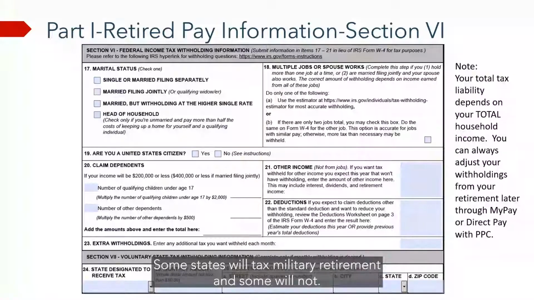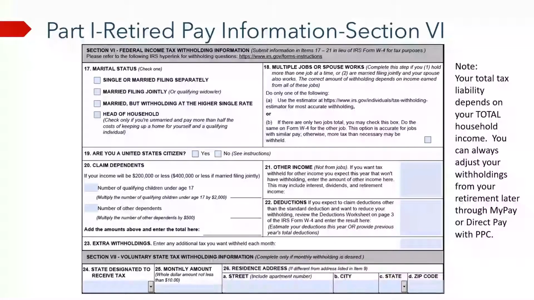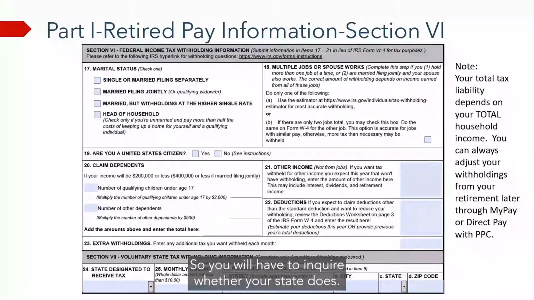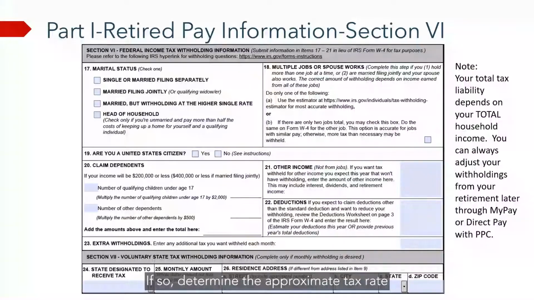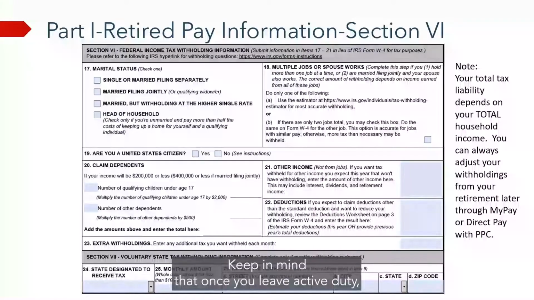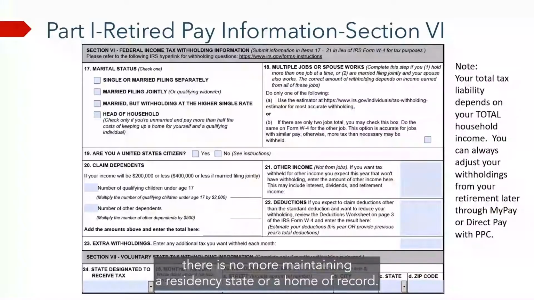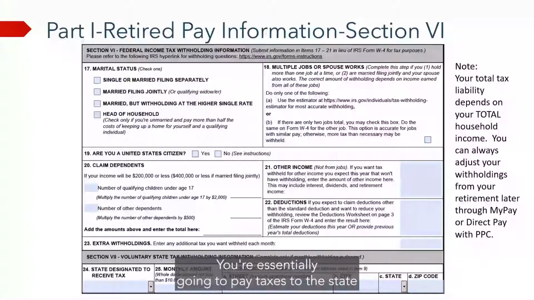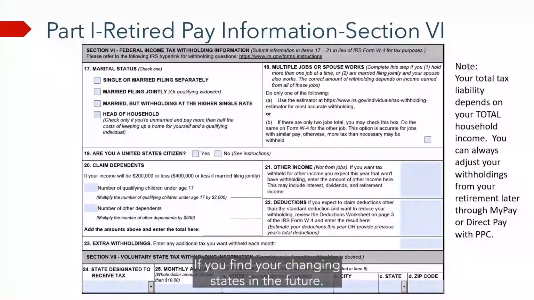Some states will tax military retirement and some will not. So you will have to inquire whether your state does. If so, determine the approximate tax rate and then figure out how much you need to have withheld each month. Keep in mind that once you leave active duty, there is no more maintaining a residency state or a home of record. You're essentially going to be taxed by the state where you will be standing when you earn the money. However, keep in mind this as well can always be updated if you find you're changing states in the future.